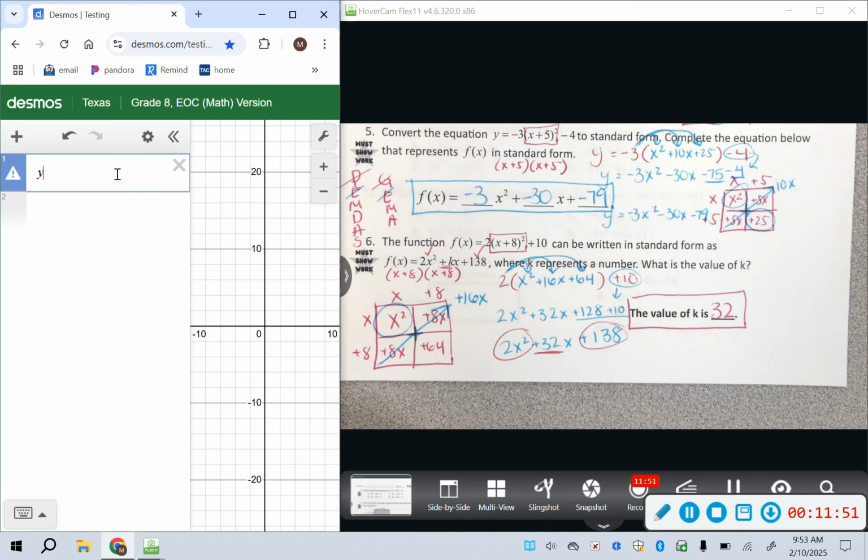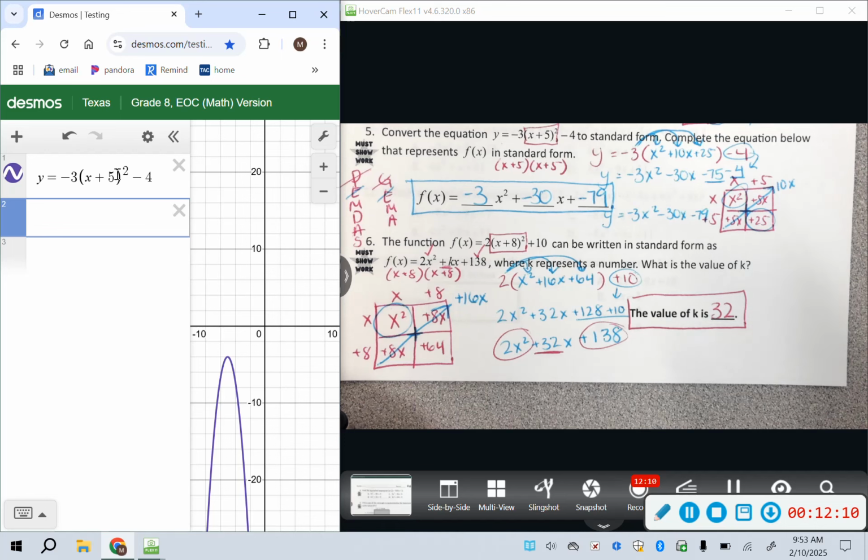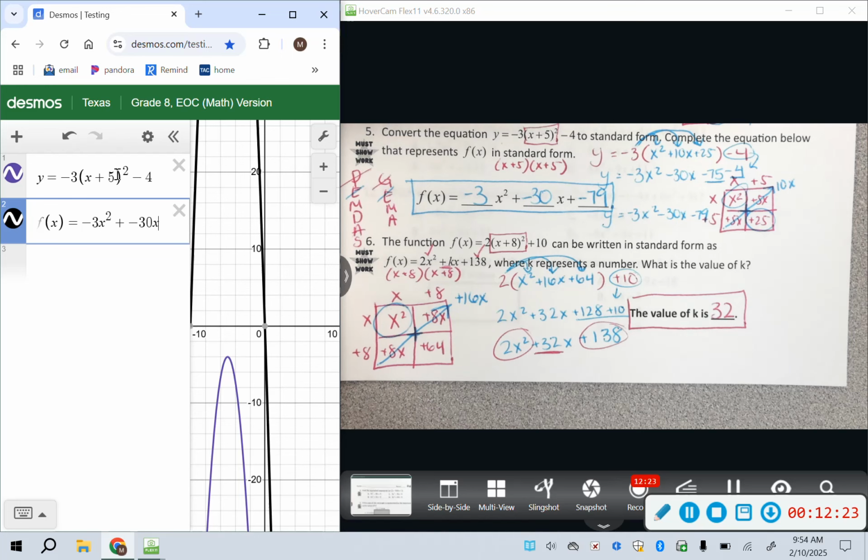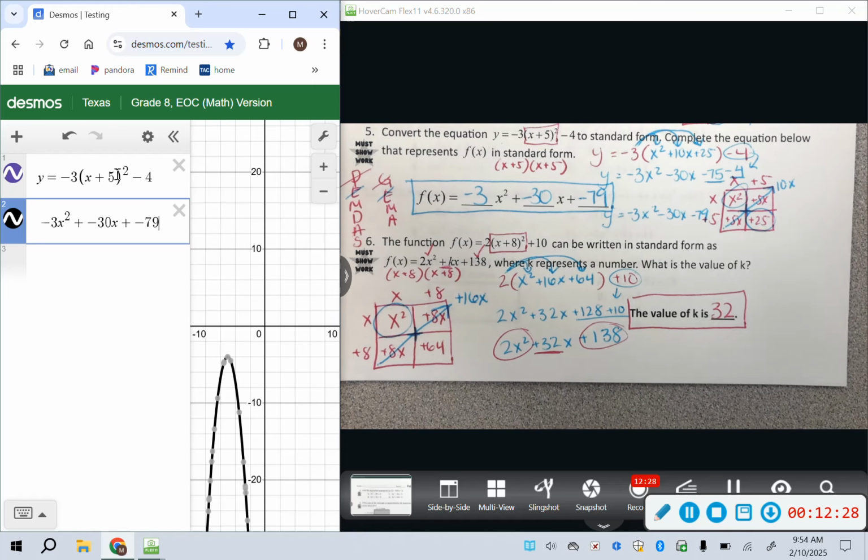I can type what was given to me in the first line, so y equals negative 3 parentheses x plus 5 squared minus 4, and I get this graph. And now I'm going to type what I came up with. So f of x, I'm typing my answer, equals negative 3x squared plus negative 30x plus negative 79. And you'll see it went right on top of the first one.